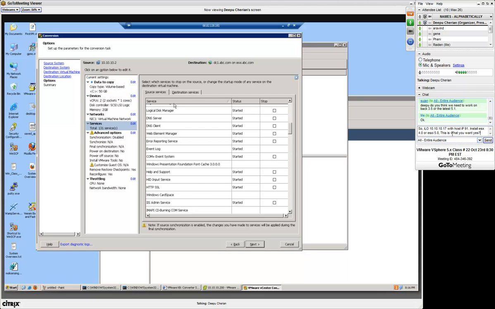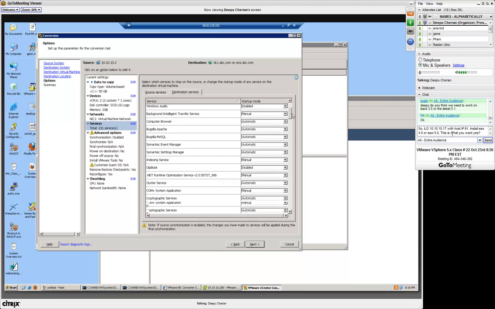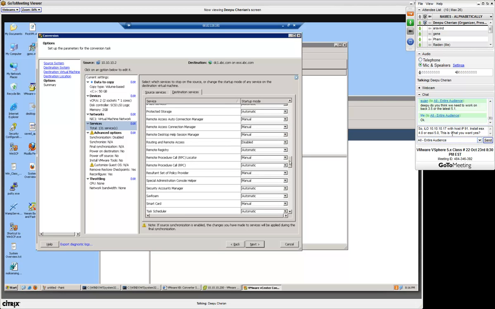So these are the source services. If you want to stop any of the services during the conversion process, you can do that. After the conversion process, do you want these services to start? These are some of the new features of the converter. For example, let's just say a SAV ROM. You don't want that service to start after conversion. It may be an HP service.